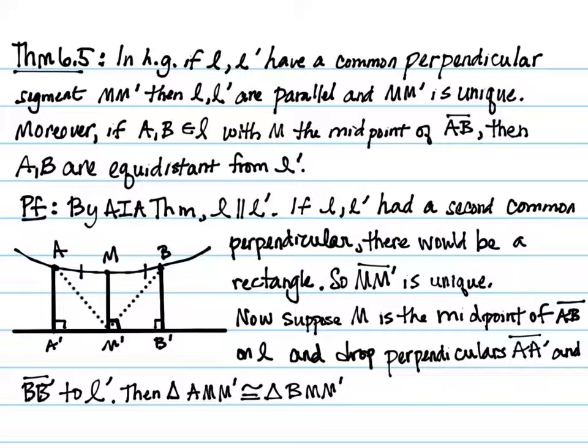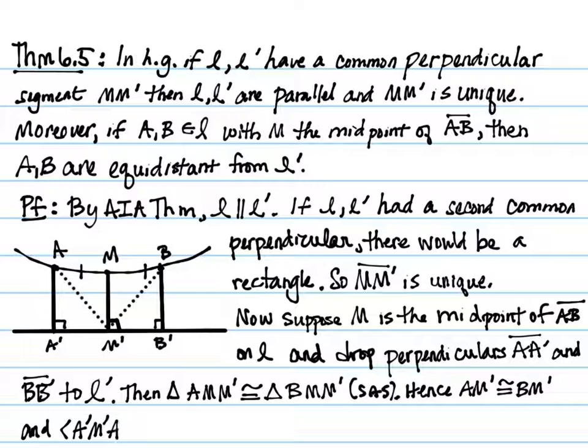Yeah, side angle side. Does everybody see that? The side angle side that it's referencing? Okay, good. Hence, AM prime is congruent to BM prime. So that's the dotted lines I drew in. We've got those congruent. And angle A prime M prime A is congruent to angle B prime M prime B.